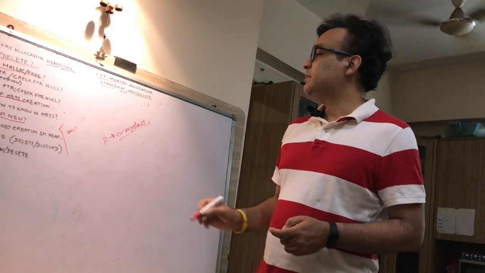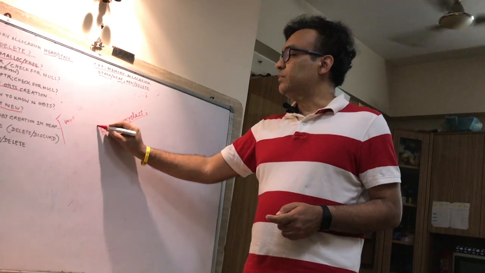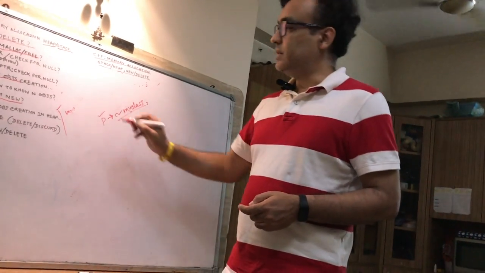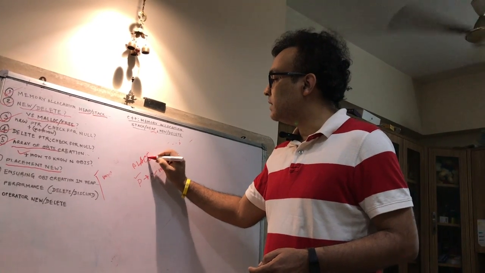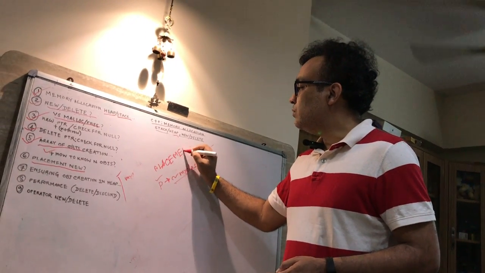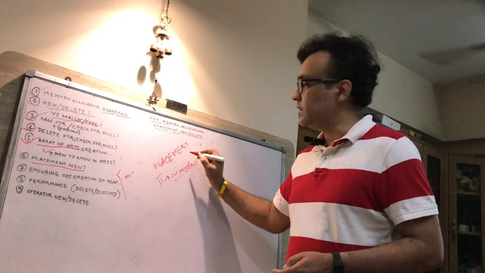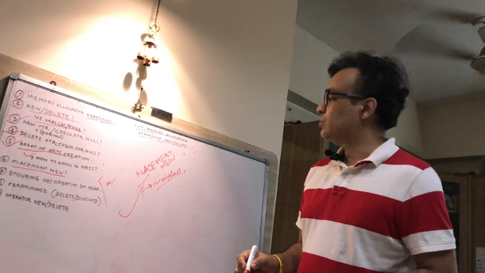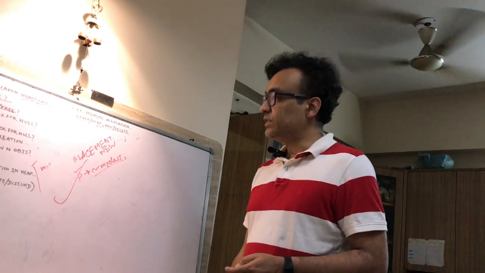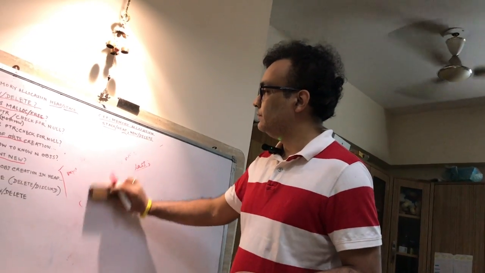This is the destructor which is being called explicitly for this pointer for placement new. And this is the only place in C++ where we require the explicit call of the destructor. This is also something to be remembered with respect to placement new.